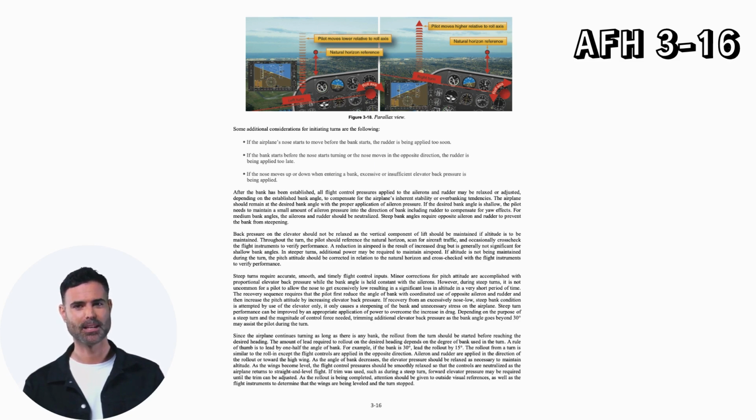As the angle of bank decreases, the elevator pressure should be relaxed as necessary to maintain altitude. As the wings become level, the flight control pressures should be smoothly relaxed so that the controls are neutralized as the airplane returns to straight and level flight. If trim was used, such as during a steep turn, forward elevator pressure may be required until the trim can be adjusted. As the rollout is being completed, attention should be given to outside visual references as well as the flight instruments to determine that the wings are being leveled and the turn stopped.